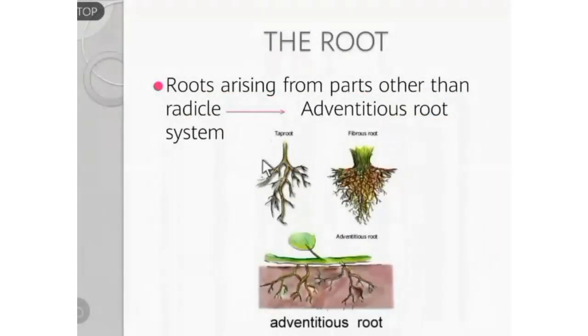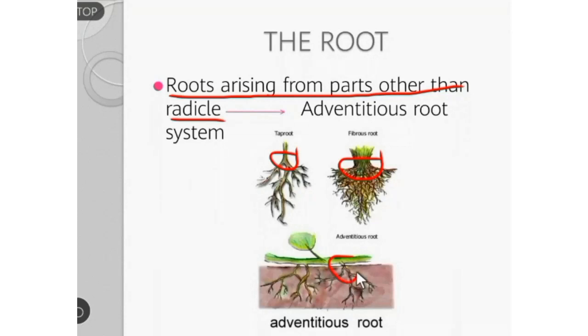Now the next one, a special type of root. Sometimes roots arise from parts other than the radicle; in simple terms, sometimes roots may not directly arise from the base of the root, as we have seen in taproot or fibrous root. The third picture here shows the adventitious root. Here the root is arising from the plant stem, apart from the base of the stem, that is seen at the node. These types of roots, which arise from parts other than the radicle or simply the base of the stem, are known as adventitious roots.